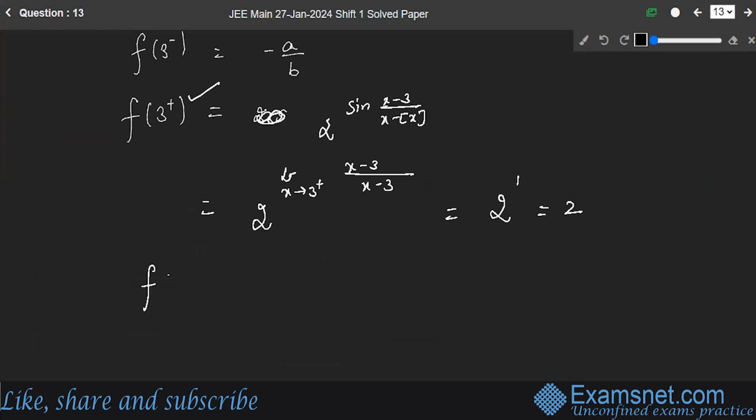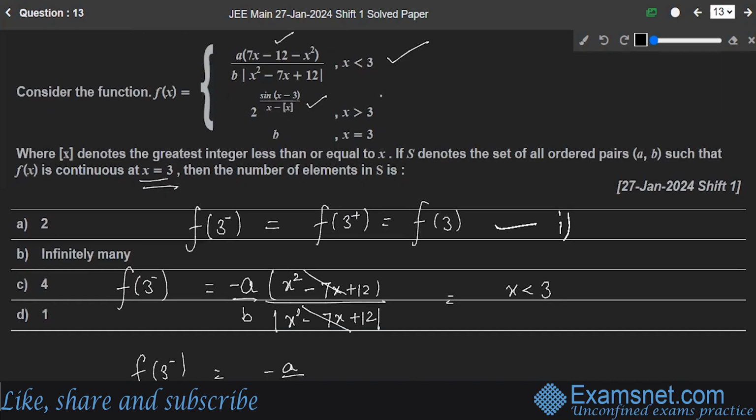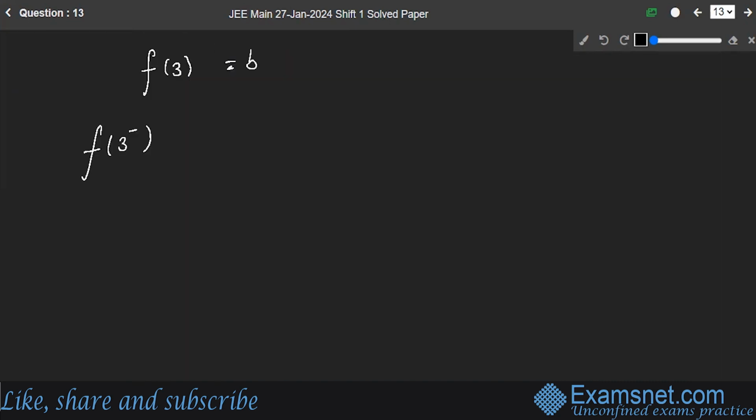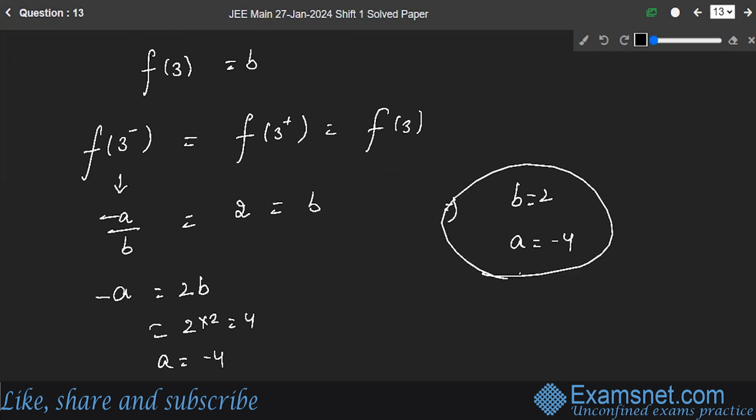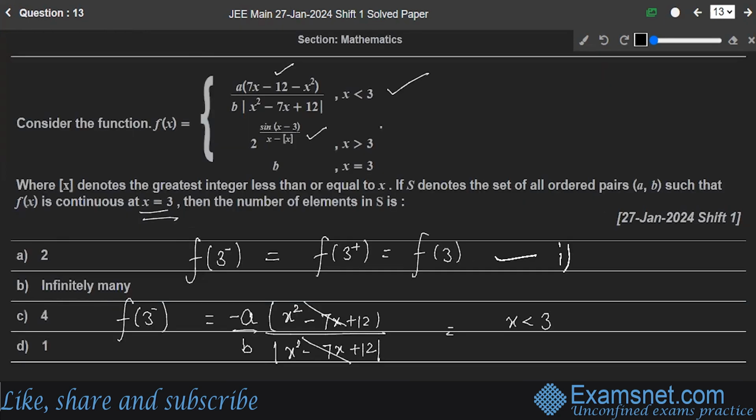Now also you are given f(3) is equal to b. If it is continuous, then equation 1 should be true. So from equation 1, you have f(3 minus) equal to f(3 plus) equal to f(3). This came out to be minus a upon b, this is equal to 2, and this is equal to b. So first of all, you got your b as 2. And from here, you have minus a is equal to 2b. 2b was 2, so 2 into 2, 4. A comes to be minus 4. A is equal to minus 4 and b is equal to 2. This is what you needed.